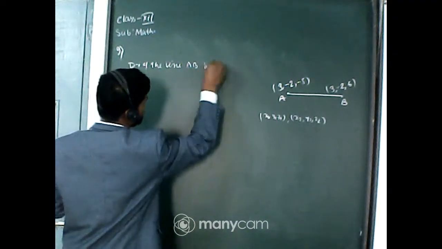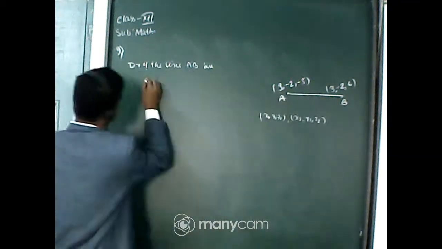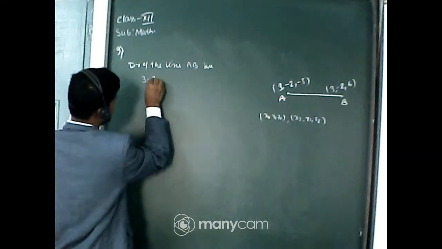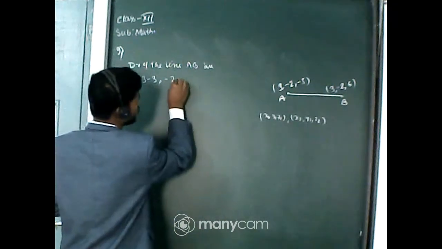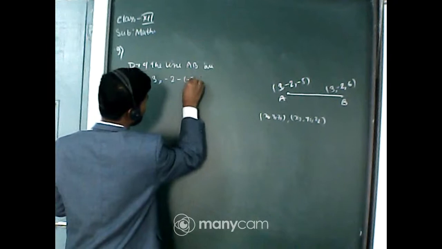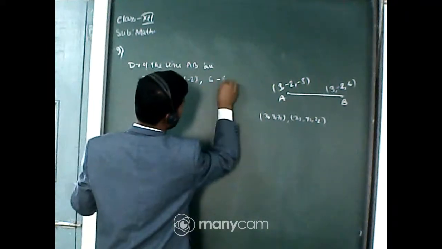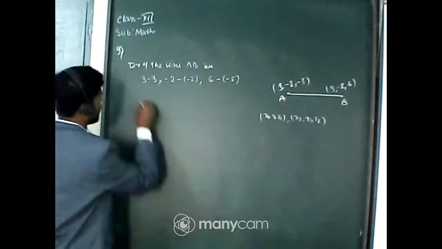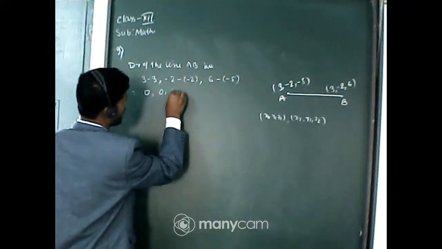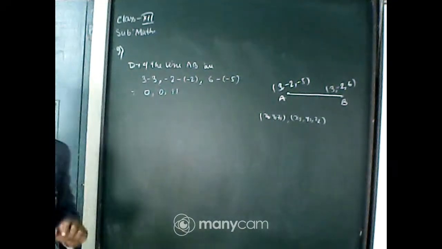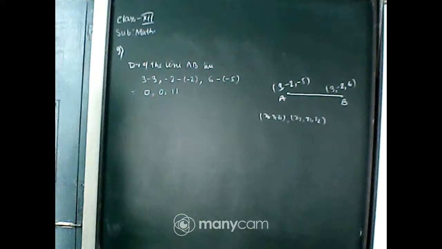Okay, so the direction ratio will be x2 minus x1, that is 3 minus 3, comma y2 minus y1, that is minus 2 minus of minus 2, comma z2 minus z1, that is 6 minus of minus 5. That means 0 comma 0 comma 11. So this is the direction ratio of the line which joins these 2 points.